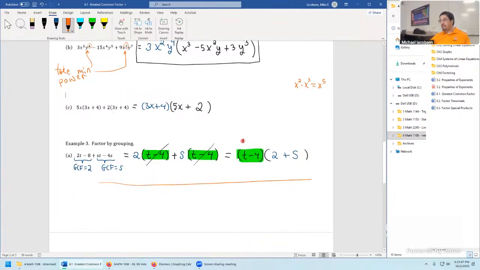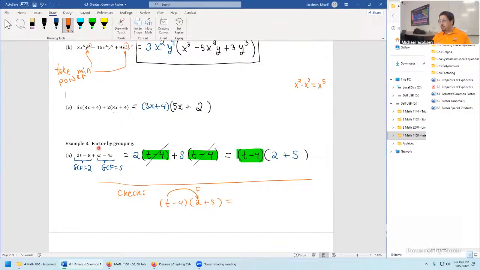This is 2 factors here, both with 2 different terms. The terms are being separated by pluses or minuses. So the check is a little bit different, but you know what? There's a great acronym for this. It'll be the FOIL method. So if we want to check this out, we'll take t minus 4 multiplied by 2 plus s. We need to get back this original thing right up here. So let's get started. FOIL method means you would first multiply here.